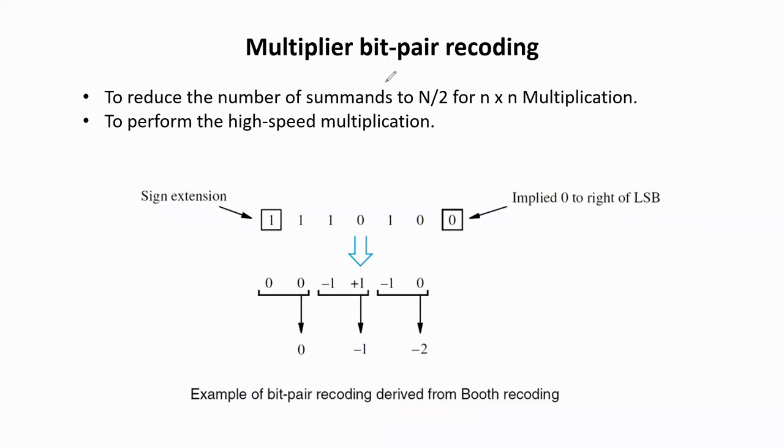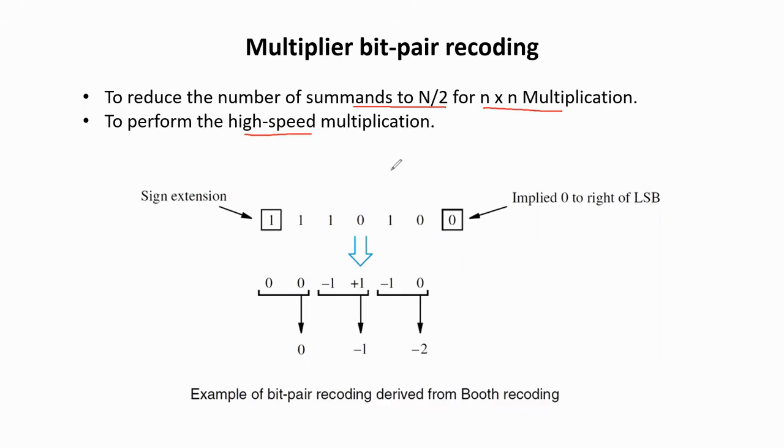Hello guys, today we are going to discuss multiplier bit-pair recoding. This is the concept which is useful in multiplication to reduce the number of summands to n by 2 for n by n multiplication and also to perform the high-speed multiplication process.